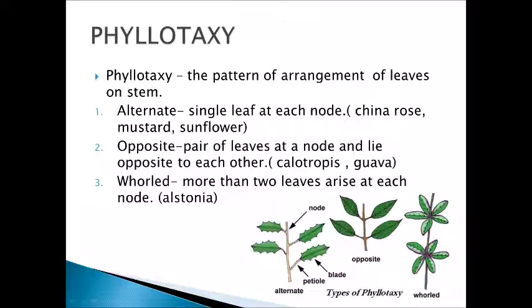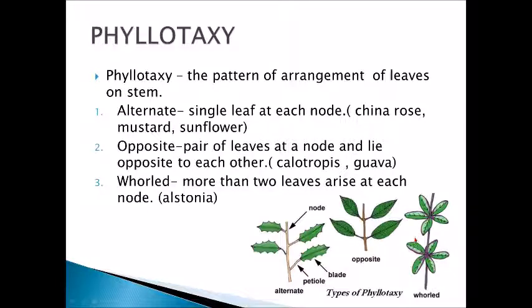The next is opposite type. As it is said, from a node, a pair of leaves arises and they are arranged opposite to each other. So alternate, only one leaf at each node, alternately arranged. In opposite, two leaves at a node and they are arranged opposite to each other. Examples are Calotropis, guava. And the third type is whorled phyllotaxy.